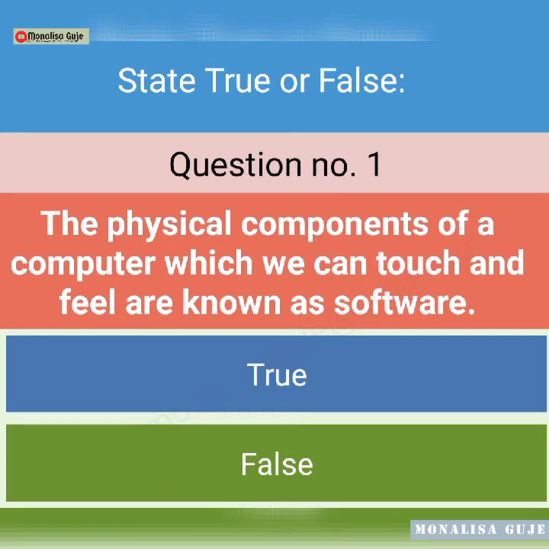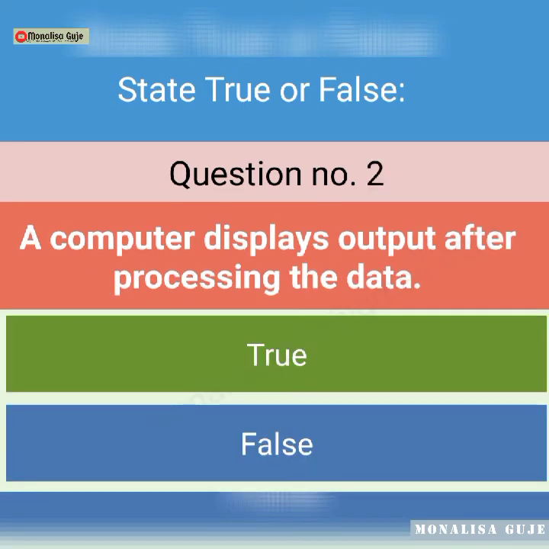Exercise number 2. State whether true or false. First one. The physical components of a computer which we can touch and feel are known as software. Answer is false. Second one, a computer displays output after processing the data. That is true. When the data is processed, then we get the output. So it is true.